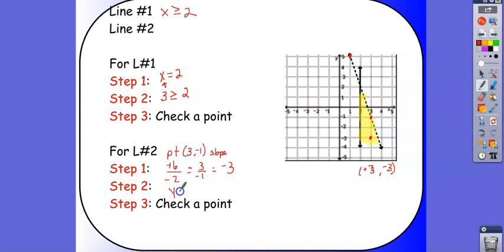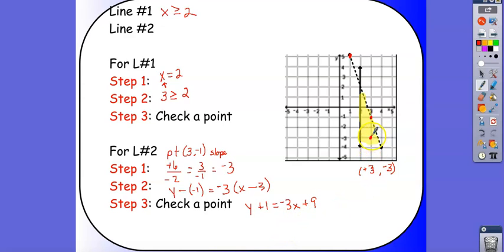So point slope form is y minus, tell me what the y is, it's negative 1. That point is equal to the slope, negative 3, times x minus 3. That is the equation of the line. Now I'm going to simplify it a little bit so it's easier when I go to check that point. So that's y plus 1 is equal to negative 3x. I'm going to distribute the negative 3, plus 9.